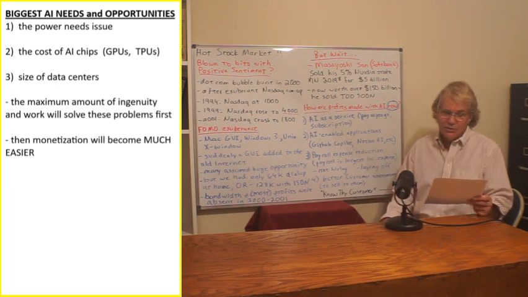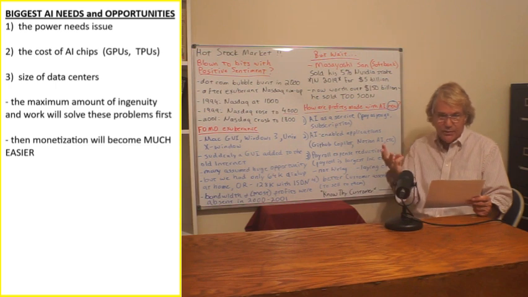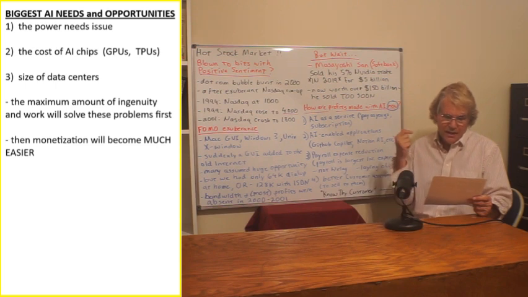So there is opportunity in AI. Again, I just want to point out the three opportunities in AI. Reduce the need for power, reduce the cost of the chips, AI chips, and reduce the size of the data centers. Work on those problems, make a fortune.